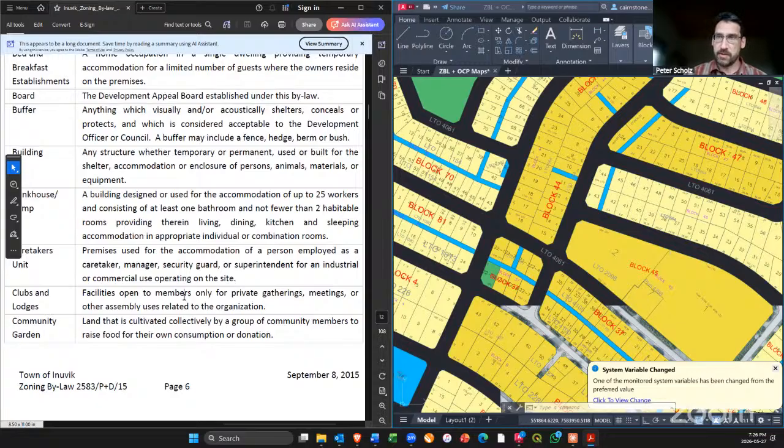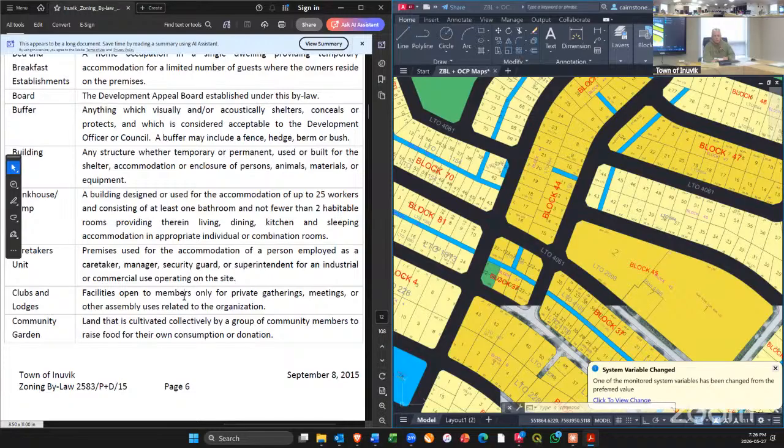And the other condition is one we've voted on several times already, which is the use of manufactured building components, which require a special permit under the 2015 zoning bylaw. Thank you. Open for questions. Thanks, Peter. Questions from council, Councilor Merrill.